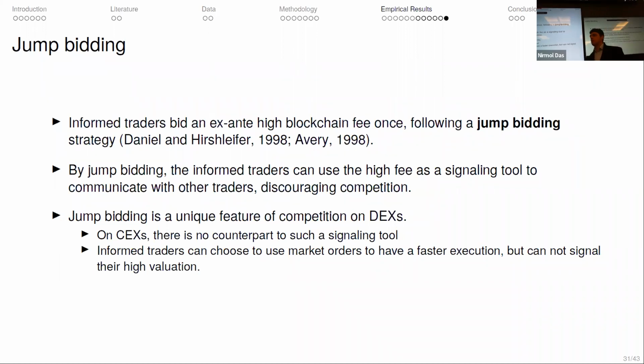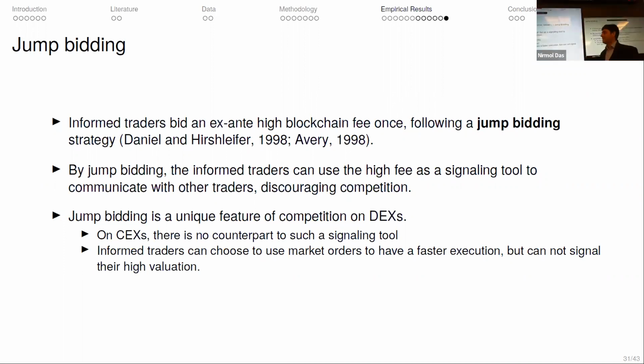The type of competition strategy that we're observing is jump bidding: just bid a very high fee at the very beginning so that nobody is going to compete. Everybody will be scared because it means that I really have this need of executing. And in a way, this jump bidding, I think, is a unique feature of competition on DEXs that you cannot see on a centralized limit order book, right?